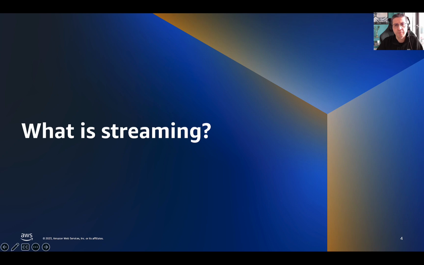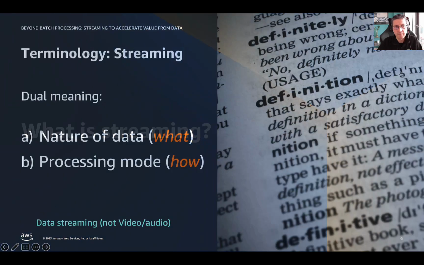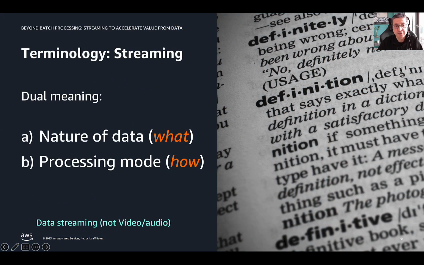But let's start from the definition. What is streaming? In the context of data streaming, the terms usually refer to two separate meanings. The first is to describe the nature of the data, what we process, and the second to describe the processing mode, how we process it.